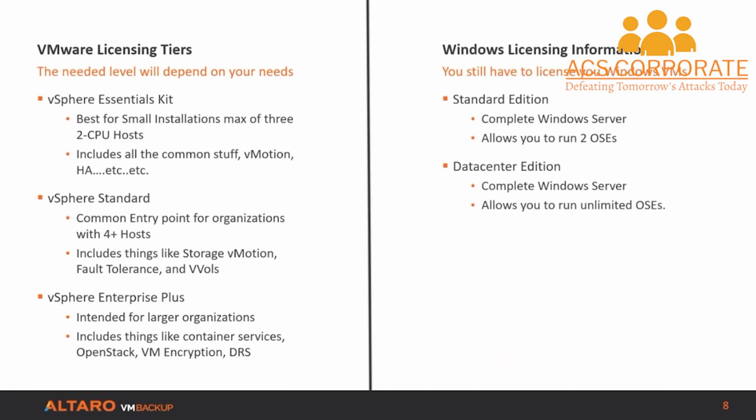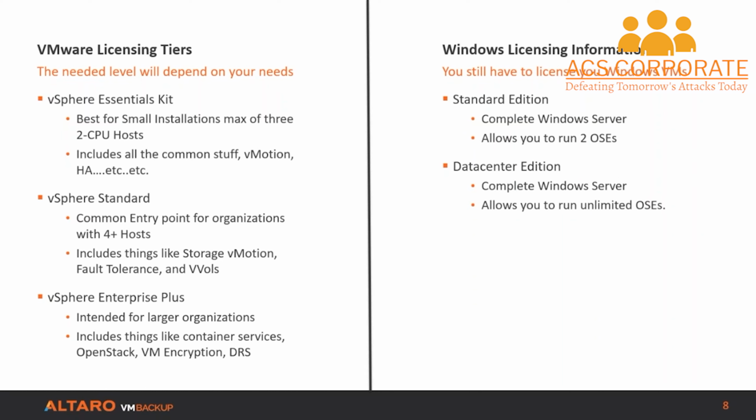Windows licensing information. In the Hyper-V world, you need these licenses, and they give you Hyper-V and failover clustering. But if you want to run VMware as your hypervisor, you still have to buy these licenses. You still have to license the Windows machines, the VMs running on top of your VMware infrastructure. So the same rules apply.